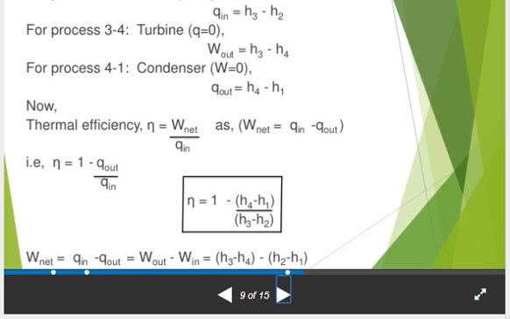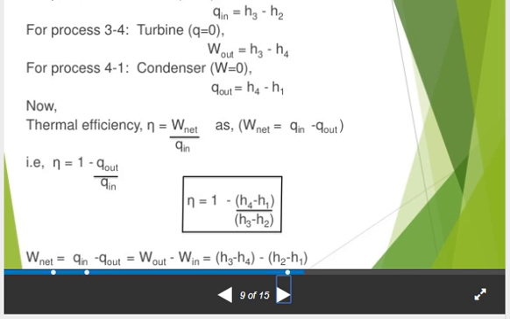Then discuss the process 4 to 1. Considering again the work is 0, then Q out equals H4 minus H1. Now we can find the thermal efficiency, eta, equal to W net upon Q in, as W net equals Q in minus Q out. That means the efficiency equals 1 minus Q out upon Q in. Then again you can express it another way: eta equals 1 minus in bracket H4 minus H1 divided by S3 minus S2.